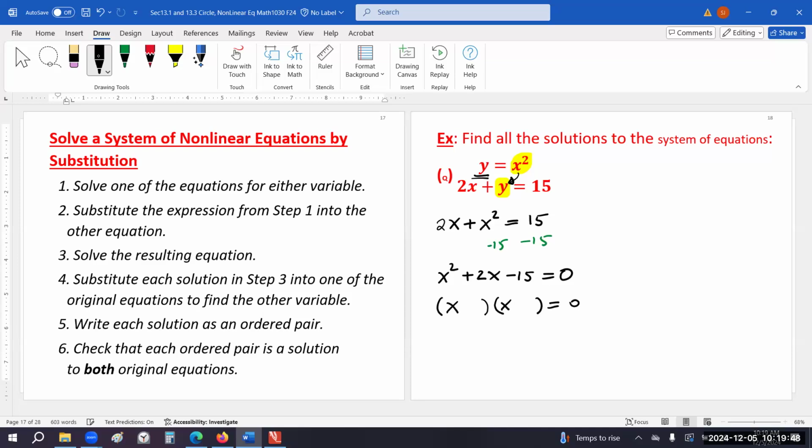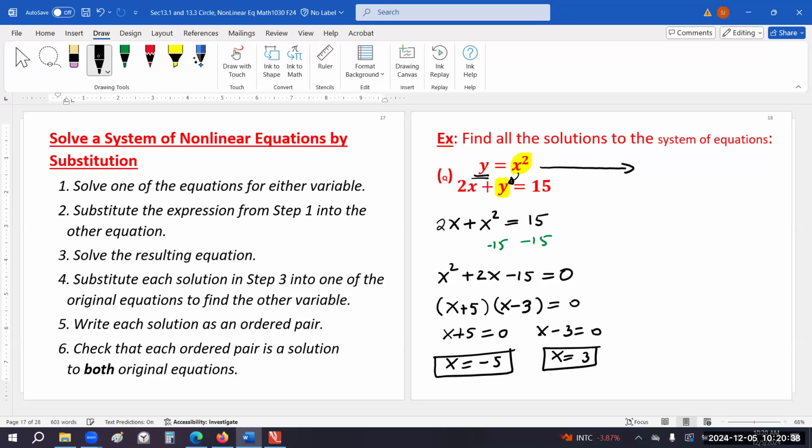Can we factor this equation? Two numbers that multiply to 15 and combine to 2. 5 and 3. How about the signs? Positive 5, negative 3. So now we know how to solve. We set each of them equal to 0, and we get 2 x values. But our equation here is not only x, but also y. So we need to know for each x, what is the y value.